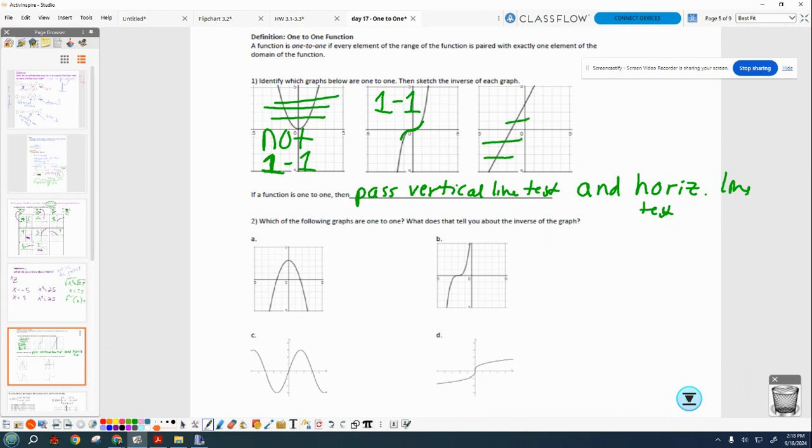So the reason why the second one is one-to-one is because whenever I put a horizontal line, it only touched it once. Come on, what about the last one? Does it pass? Does this horizontal line cross the line twice? No. Right, so it is one-to-one.